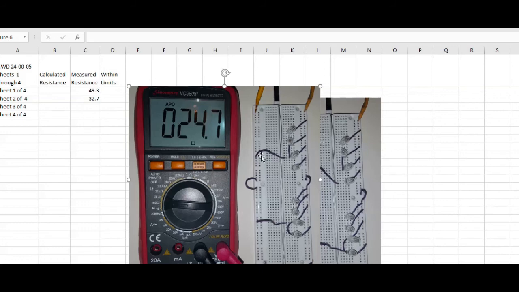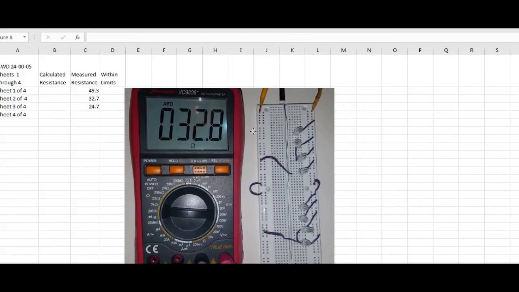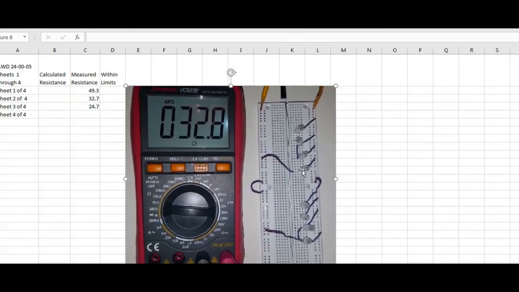I am down here at the 3rd position. I'm reading across 1, 2, 3, and 4 resistors, or light bulbs. My resistance went down to 24.7 ohms. And lastly, let me get rid of this one. And of course, my last position here, I am down here to read 1 light bulb, and 2 and 3 light bulbs, and I'm back up to 32.8 ohms.